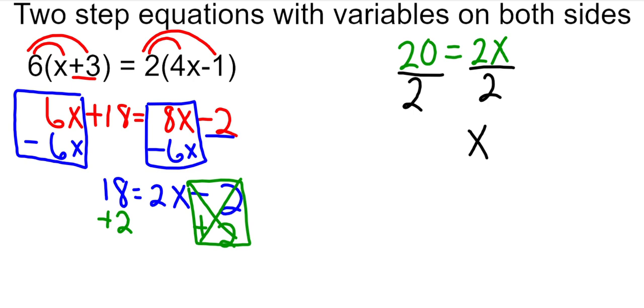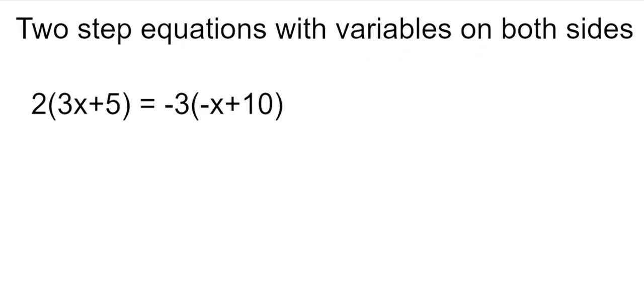Now remember, on the left side, I had 20. So if I had 20 and I divided that into 2 groups, again, we have to keep it fair. That means that each x is going to be equal to 10. Let's try another problem like that.